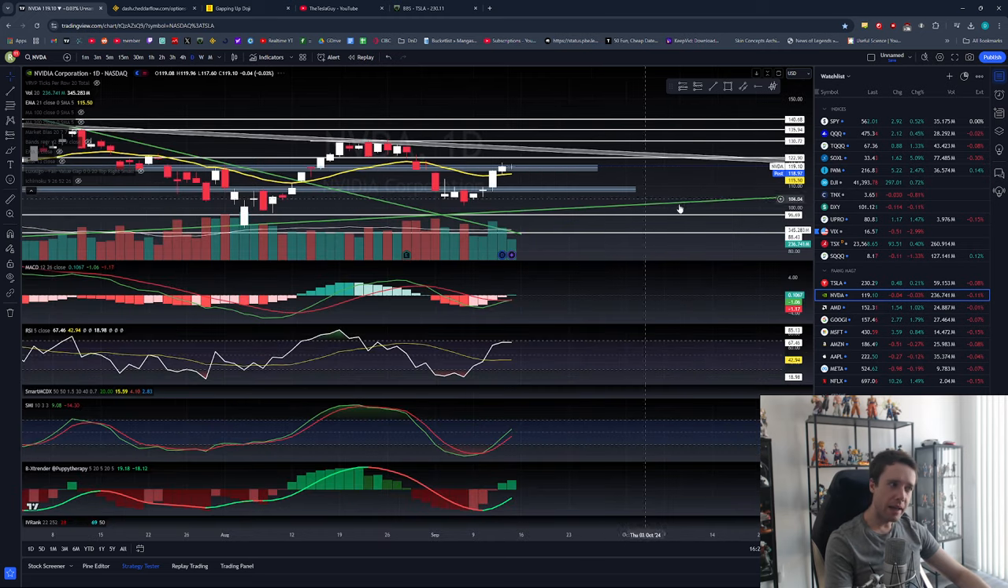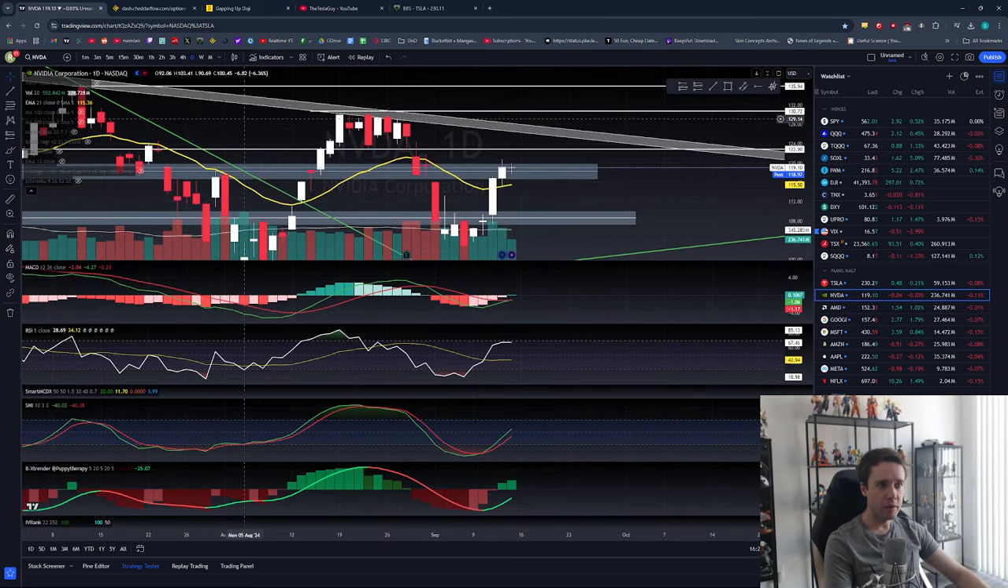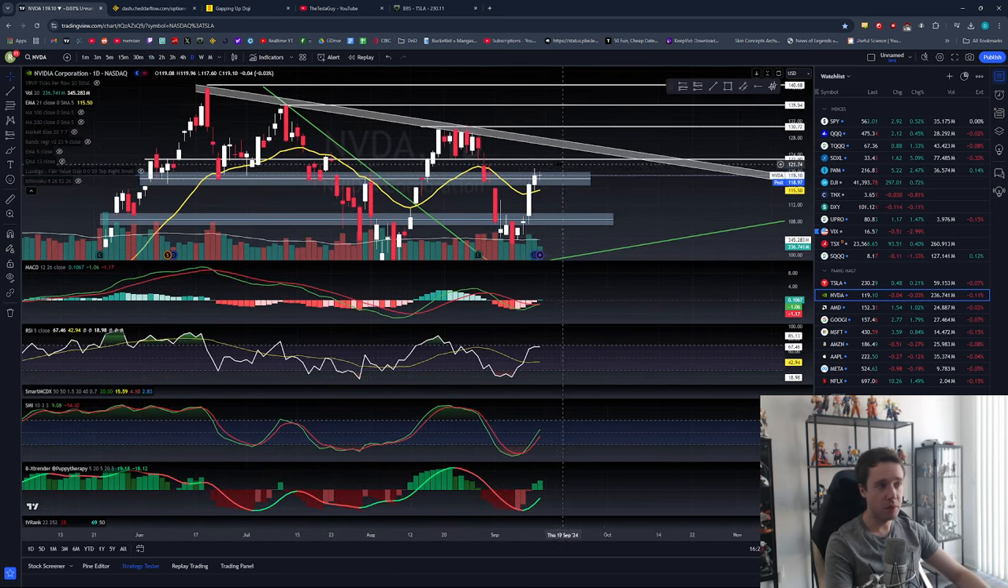But again, I don't really trade off the weekly chart. I usually trade off the daily or the 1 hour chart. The 1 hour chart looks a little bit bearish short term. The daily chart looks pretty damn good, honestly, to a point where I can absolutely see NVIDIA move up to 126 in a couple of weeks. I can absolutely see that happening.